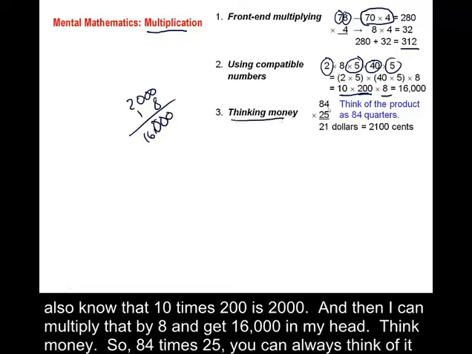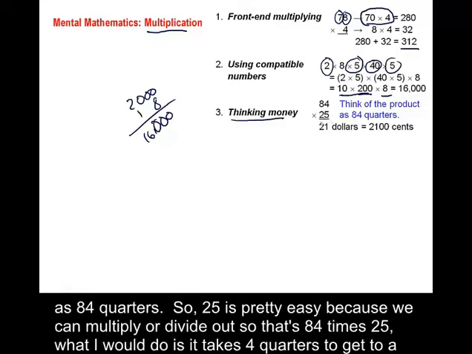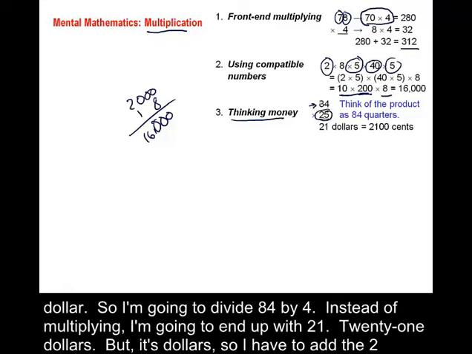Think money. So 84 times 25, you can always think of it as 84 quarters. So 25 is pretty easy because we can multiply or divide out. So that's 84 times 25. What I would do is it takes 4 quarters to get to a dollar, so I'm going to divide 84 by 4. Instead of multiplying, I'm going to end up with 21 and $21. But it's dollars, so I have to add the 2 zeros.